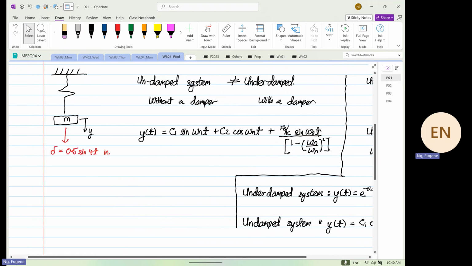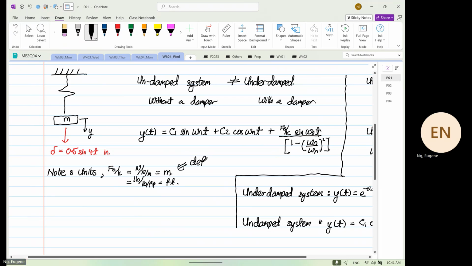Right, so from here we know that F naught over K, in terms of units, is equal to what? So this is Newton divided by Newton per meter. So this is equal to meter. Or in imperial, you have pound divided by pound per feet. Over here, you have feet. So what is meter and feet?